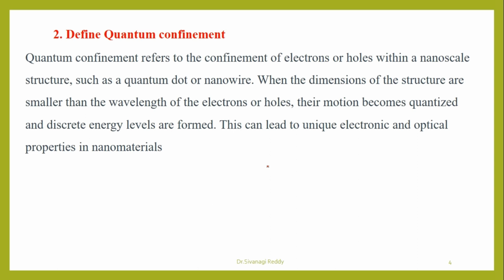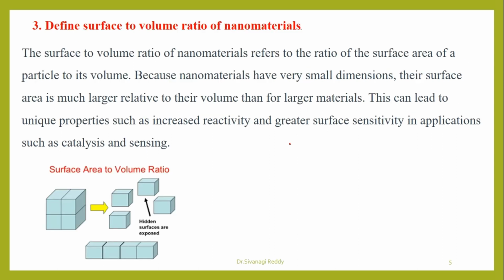So quantum confinement means that based on the size of the particle or material at the nano level, the energy level will change. That leads to the formation of discrete energy levels, and this is the reason behind the unique electronic and optical properties of nanomaterials. As an example, in quantum confinement, we know that when the size of the nanoparticle changes, its color will change.